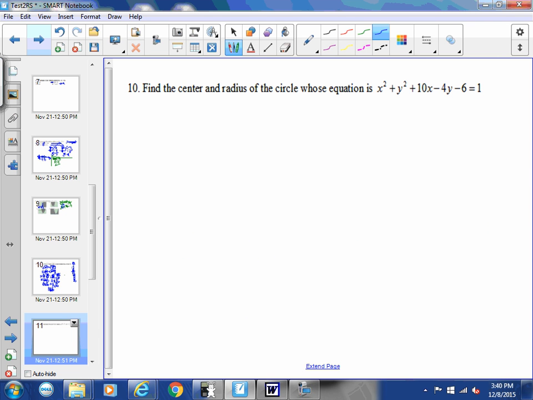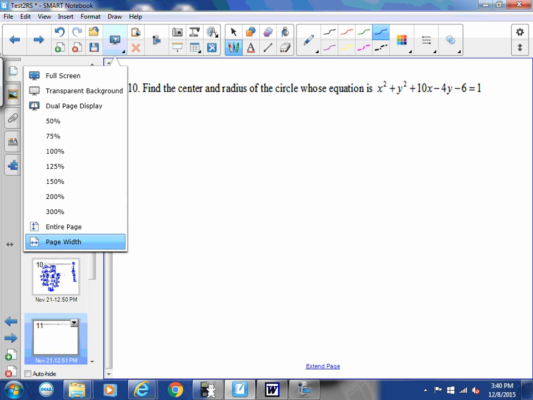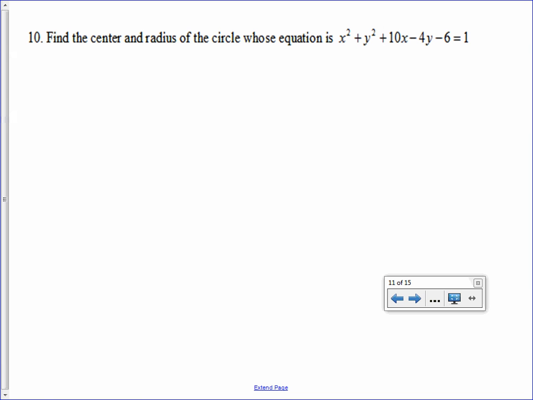Find the center and radius of the circle whose equation is. Well, in order to find the center and radius, I need this thing in standard form. And to get this thing in standard form, I have to complete the square. So I'm going to start by writing the x's together, writing the y's together, and getting all the numbers to the other side.